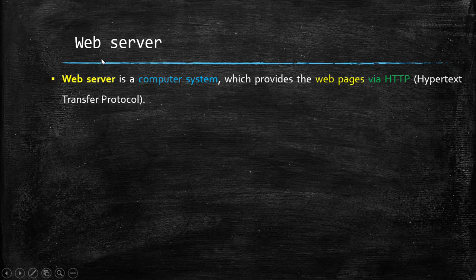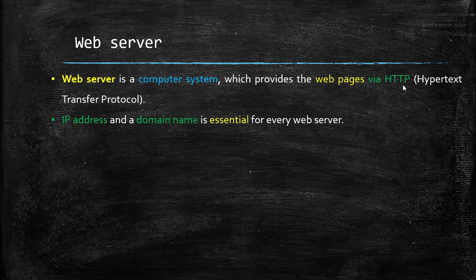So the definition of a web server is that it is the computer system which provides web pages with the help of the HTTP protocol. Now it may be possible that many types of web servers are available. So how do we differentiate one web server from another web server?